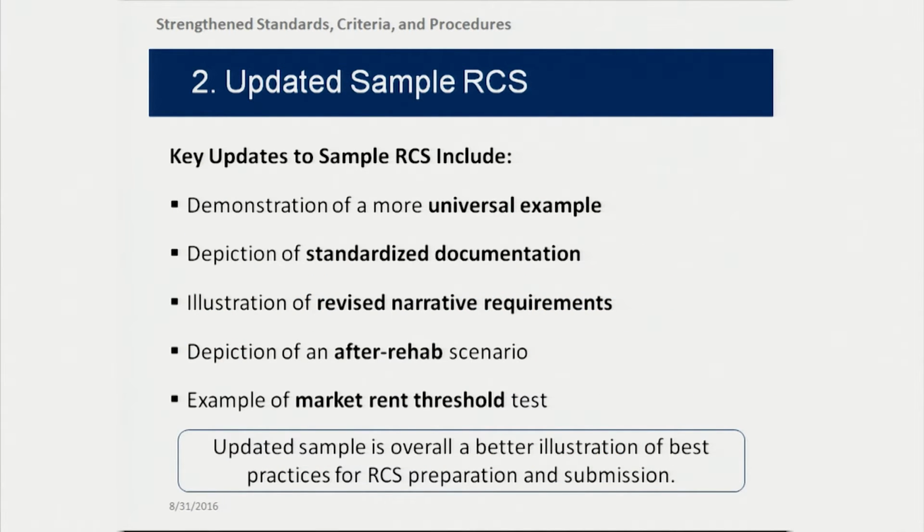Another change is the updated Sample RCS. The updated sample exemplifies and clarifies the changes and updates made to Chapter 9. The Sample RCS now includes a universal example illustrated through a family-friendly subject property as opposed to an elderly project. It also includes standardized documentation such as owners' and appraisers' letters and certifications. It includes examples of the revised narrative requirements for comparable selection, as well as two-part narrative for adjustments exceeding the nominal amount. Finally, the sample includes an after rehab scenario as well, as it illustrates the market rent threshold test. The revised guidance includes a link to the Sample RCS.